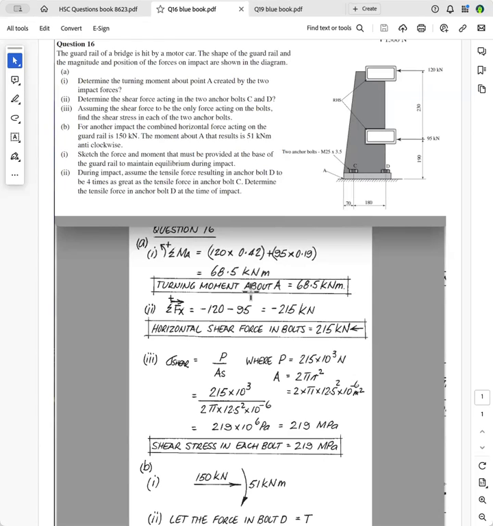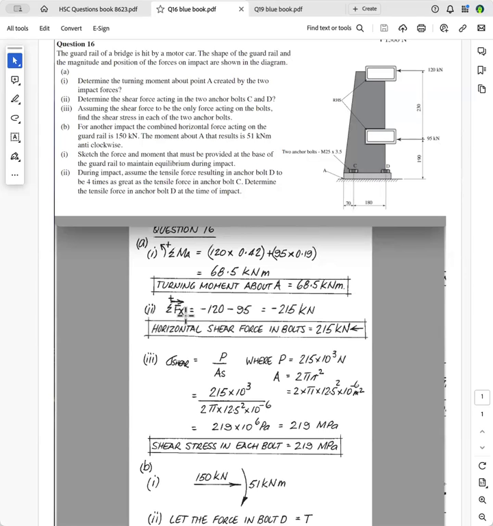Determine the shear force acting in the two anchor bolts C and D. Now, remember that shear is trying to move one surface over another, and it hasn't got anything to do with turning. It's just horizontal forces here. And so that force plus that force has to equal the shear force in those two bolts there. And so we've got the sum of the forces in the X direction with that direction positive.